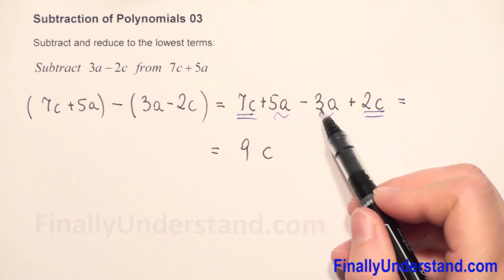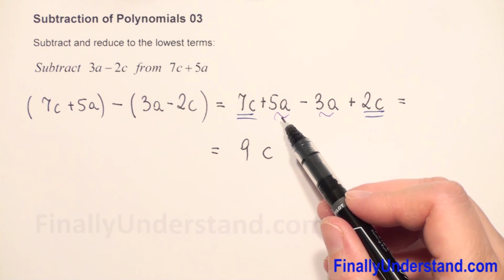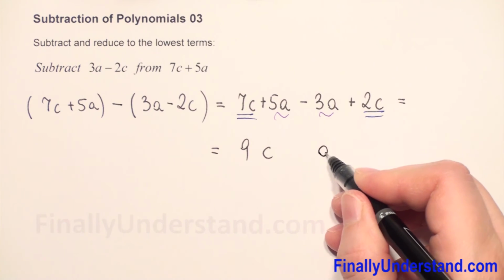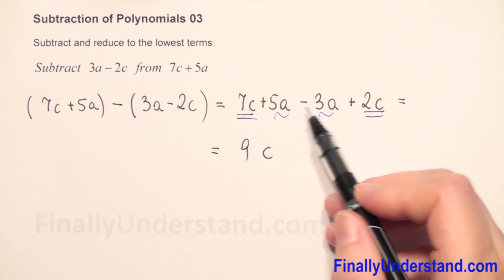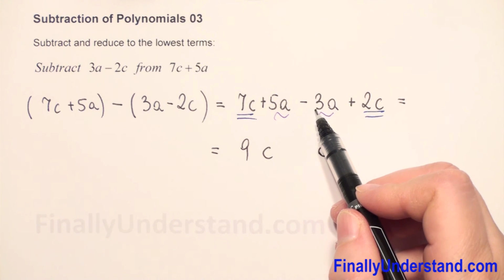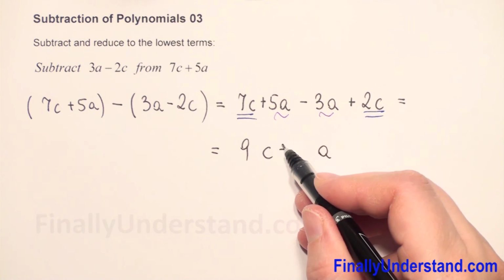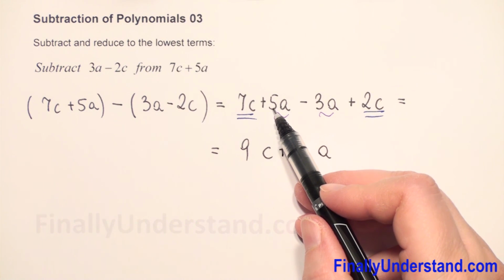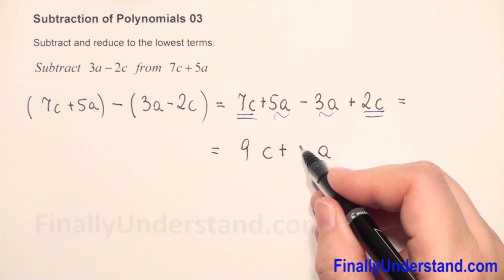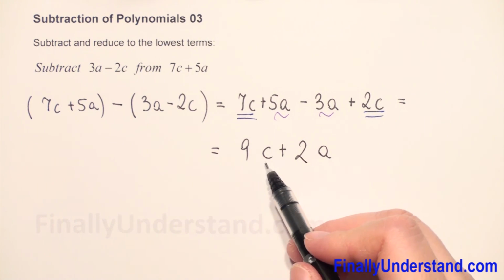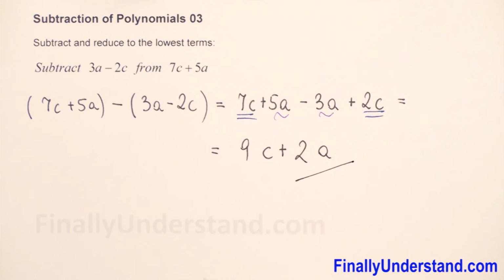Next we have 5a minus 3a. So we copy a and we have 5 minus 3. The greater number is positive, so we keep the sign of the greater number and now we just subtract 5 minus 3, which is 2. So we have 9c plus 2a. This is my solution.